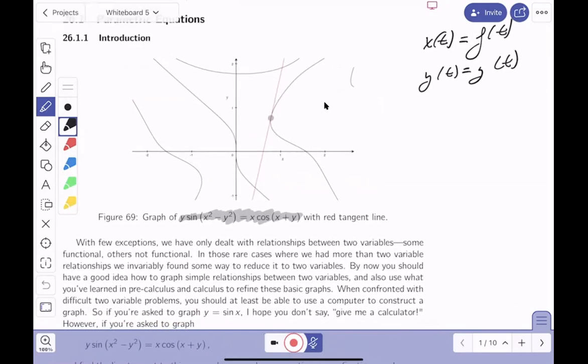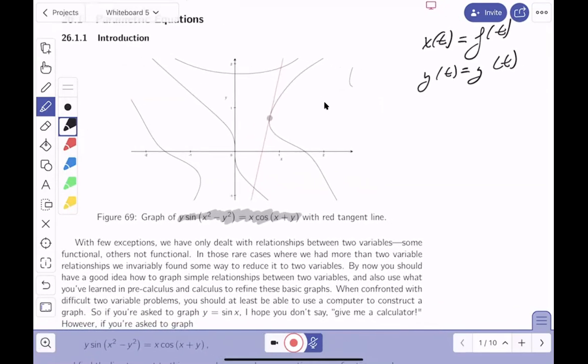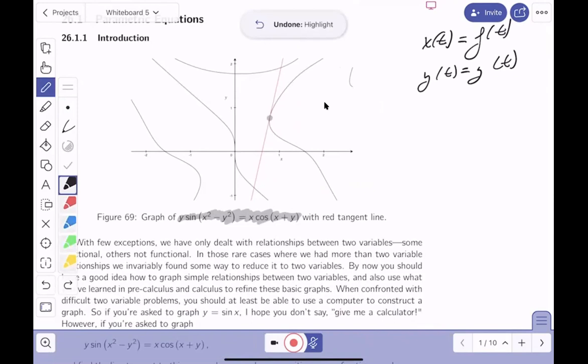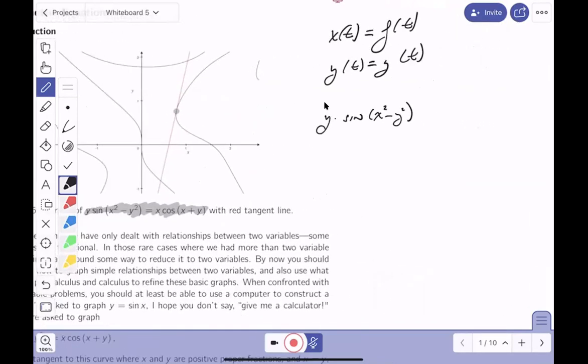So what I want to do is over here, I want to write this down for you. Again, I'm hoping this is not much of a struggle for you. And again, we're in the land of calculus now. I'm going to write this over here: y times sine of (x squared minus y squared) equals x times cosine of (x plus y).